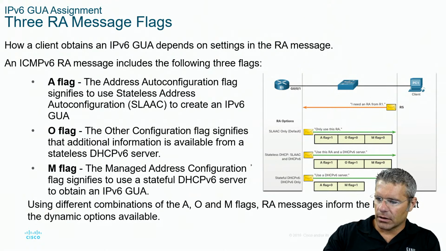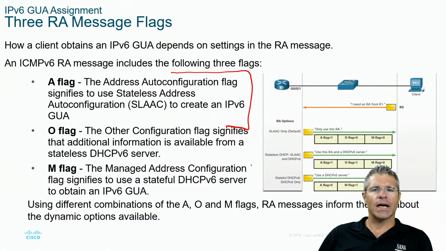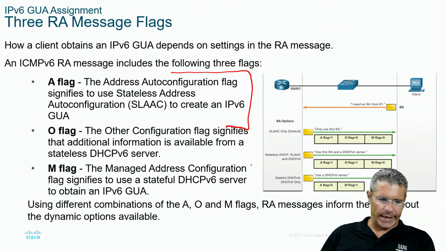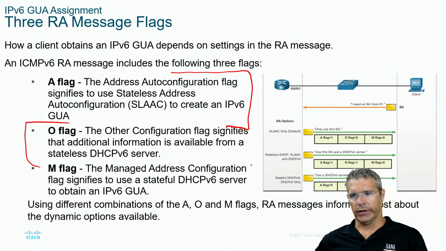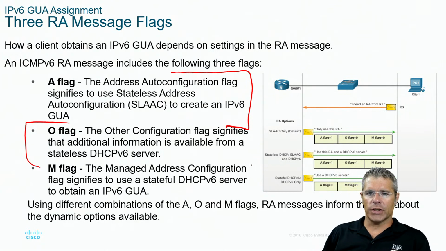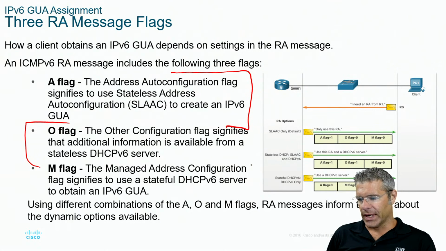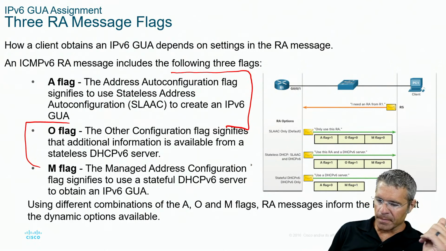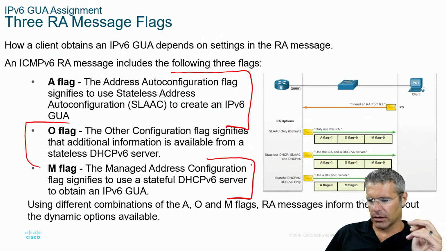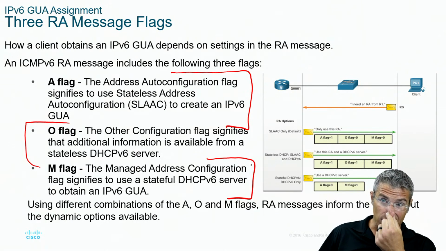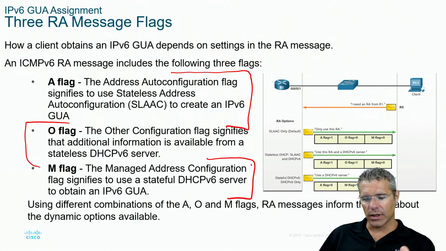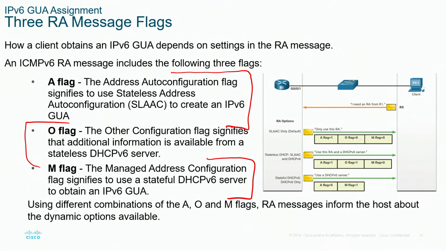You've got your A flag that says this is the address autoconfiguration. So that tells the client we're doing SLAAC here. The O flag, which would instead say this is the other configuration. There will be other information available from a DHCP server. So you'll be able to learn some more stuff. Finally, there's the M flag that says, hey, there is a managed address configuration here. There will be a stateful DHCPv6 server involved. It will assign you an IPv6 address.